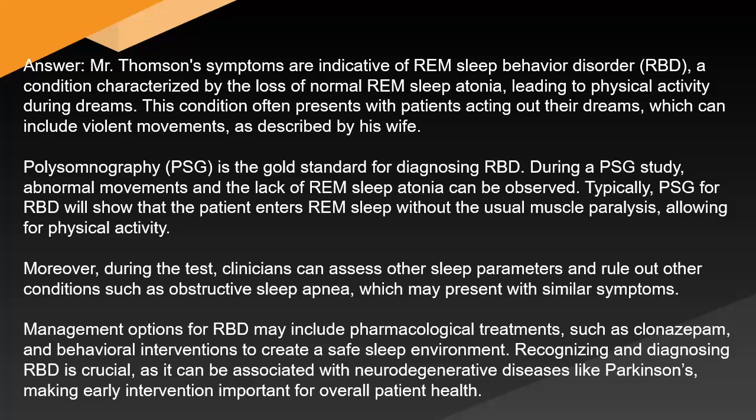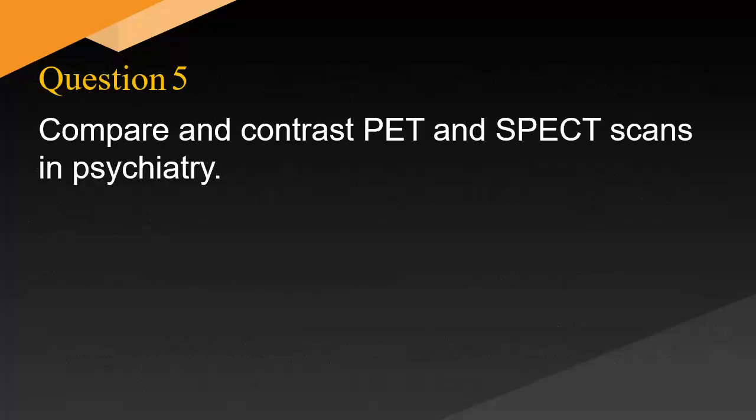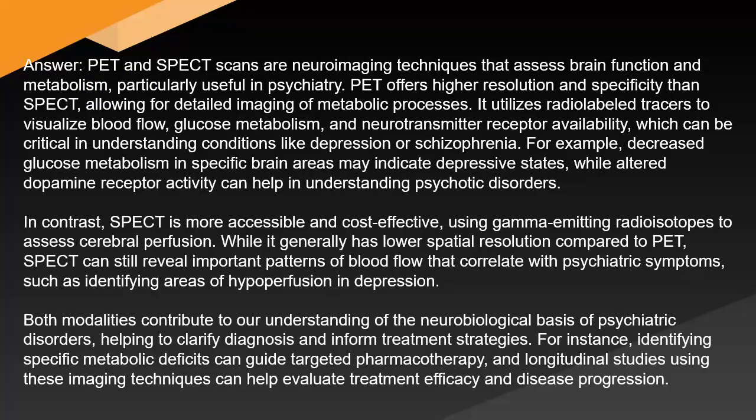Recognizing and diagnosing RBD is crucial as it can be associated with neurodegenerative diseases like Parkinson's, making early intervention important for overall patient health. Compare and contrast PET and SPECT scans in psychiatry. Answer: PET and SPECT scans are neuroimaging techniques that assess brain function and metabolism, particularly useful in psychiatry. PET offers higher resolution and specificity than SPECT, allowing for detailed imaging of metabolic processes.